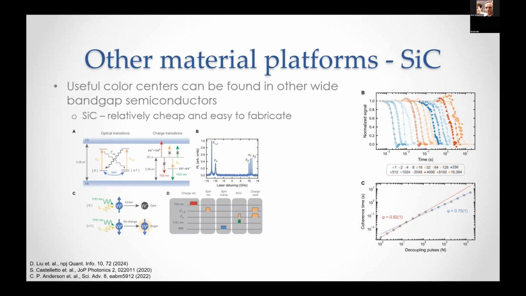People have been looking at divacancies and other defects in silicon carbide. By the way, for the question about how we measure T2, this is just a measurement of T2 in divacancies in silicon carbide. You just look at the relaxation in an echo. This is actually CPMG, with different numbers of pulses. But you just look at the relaxation as a function of time and fit it to an exponent and get the number. So people have been able to get very nice results out of these defects as well at low temperature. So this still only works at low temperature, and maybe there have also been some results at room temperature. I don't remember, but please look this up if you're interested.